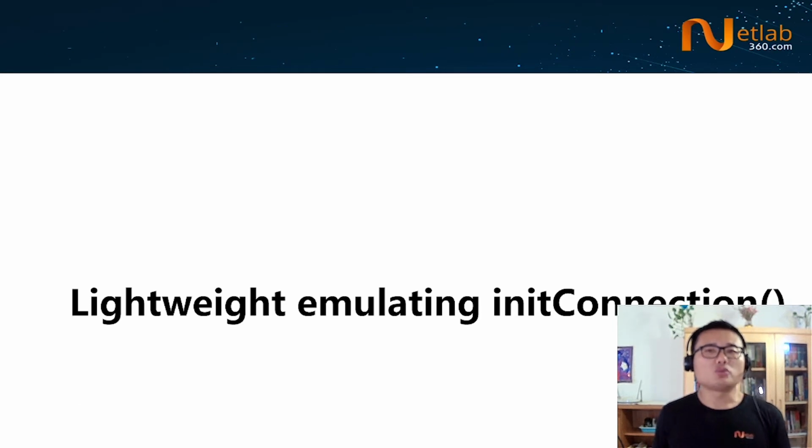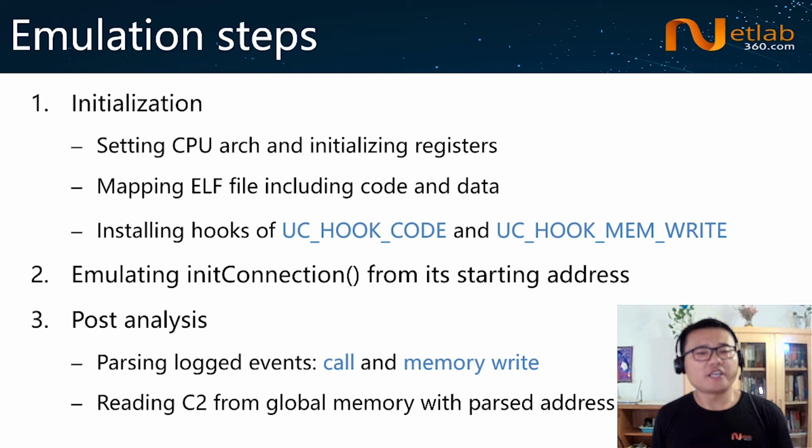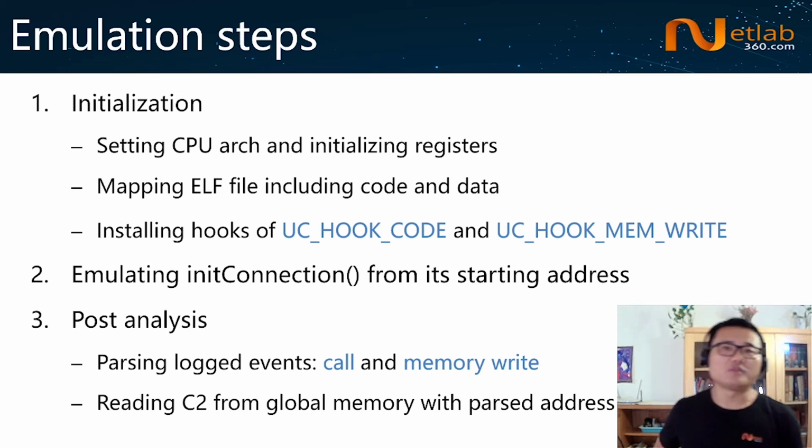Next, I will introduce how to lightweight emulate the init connection function to get the wanted C2 information. Here are the summarized emulation steps. It includes initialization, emulation, and post-analysis. In the initialization stage, you need to set the CPU architecture, initialize the register values, map the ELF file, including its code and data, and install two kinds of hooks, which I will talk about in later slides. And in the post-analysis stage, the logged events are parsed, and the C2 information is read from the sample with a parsed address.